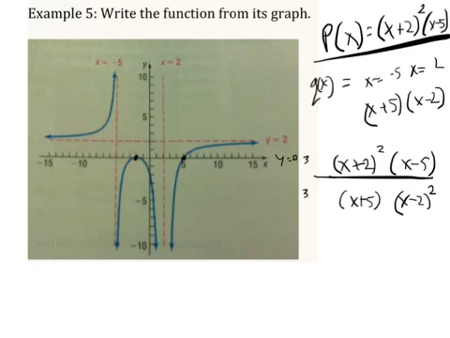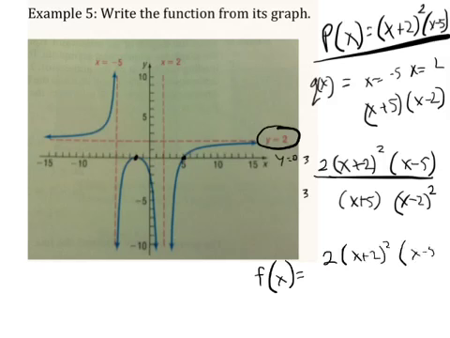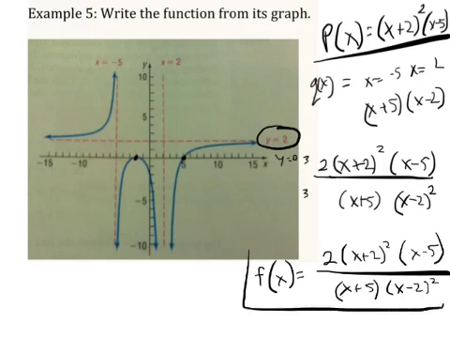So that gives x minus 2 squared. So now we have a power of 3 on the bottom and the top, which is great, except our horizontal asymptote is y equals 2. So we need a coefficient of 2 on top. So my ultimate function then is f of x equals 2 times x plus 2 quantity squared times x minus 5 all over x plus 5 times x minus 2 quantity squared. There's my function. And if you enter this into your calculator and graph it, you'll get the exact same thing. Hope all that helped.